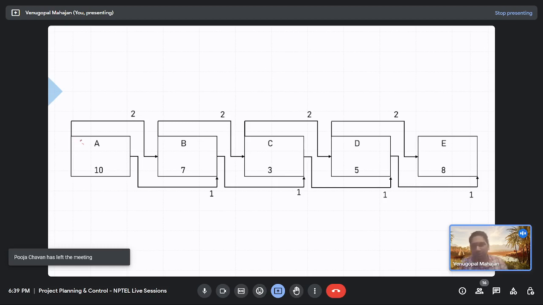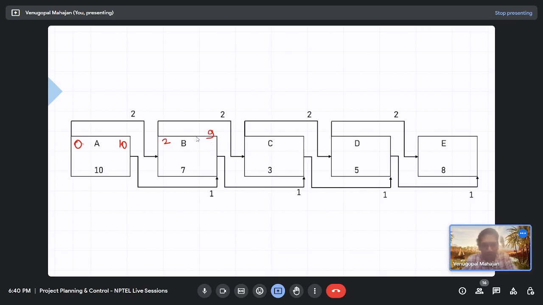Okay, help me put the values. 0. What about early finish for activity A? 0 plus 10, 10. What about activity B? What would be the early start? 2. 2. Then what would be the early finish? 2 plus 7, 9. Right? Yes, sir. But can it finish on 9th day?